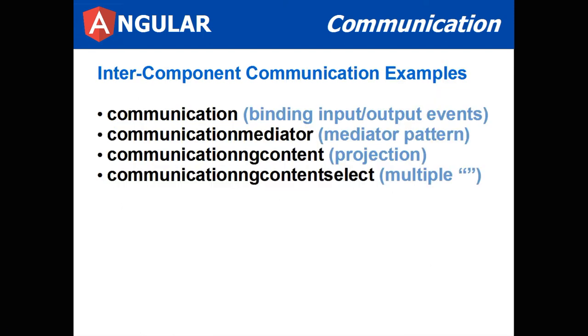So let's go over some examples now. The next tutorial will go through 4 different examples at least. We'll have one that's called communication. We'll look at binding input and output events. We have one called communication mediator, which uses the mediator pattern. We have one called communication ng-content, which uses projection. And we have another one using a select, which uses projection on multiple parent elements that get projected into the child. Stay tuned for the next tutorial.